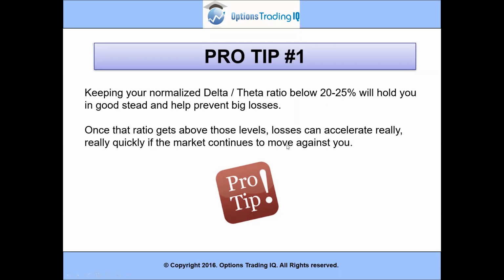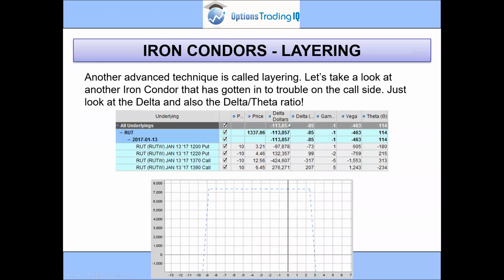All right, one other point on delta dollars, which I'll make on this next slide. Looking at this delta dollars, we've got a huge figure here, 113,000. Another way you can look at delta dollars is by working out your potential losses. It's not perfect because options and Greeks are dynamic. They change as the market moves.